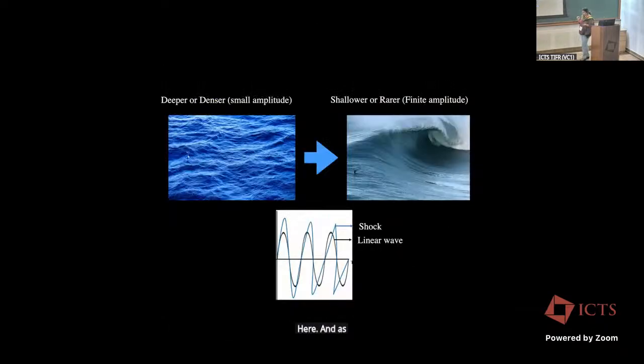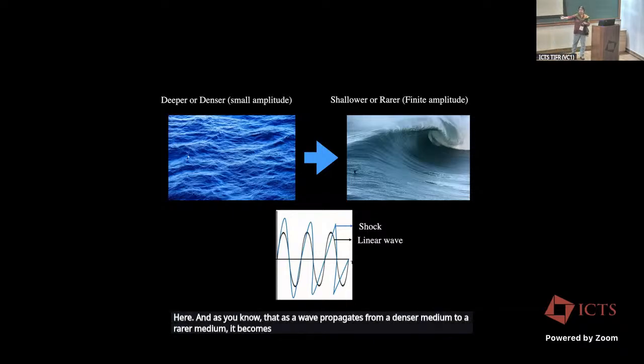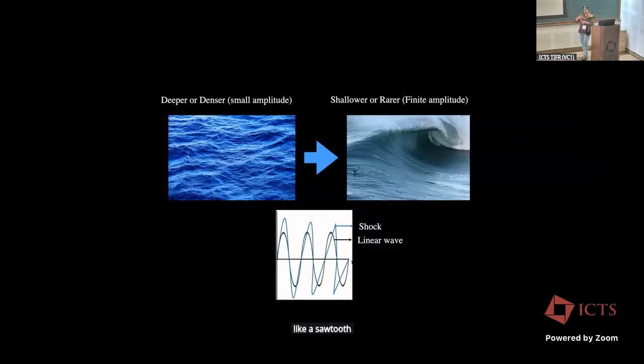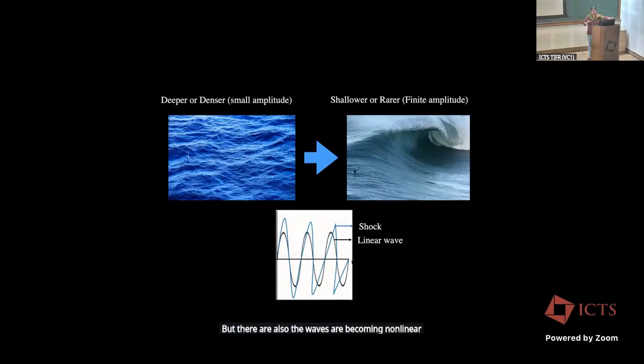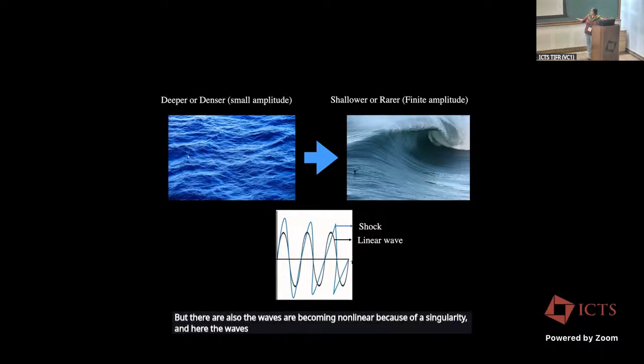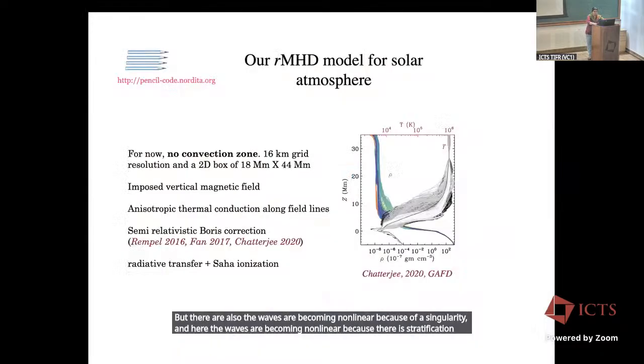And as you know, as a wave propagates from a denser medium to a rarer medium, it becomes more and more nonlinear, right? If you start with a sinusoidal wave, it will become like a sawtooth wave. This is known as nonlinear steepening or shock formation. Now, in the fluid as well as in the sun, that is what is happening, at least in the case of the sun. In the fluid, it was surface gravity waves, but there also the waves become nonlinear because of a singularity, and here the waves become nonlinear because there is stratification in the atmosphere.